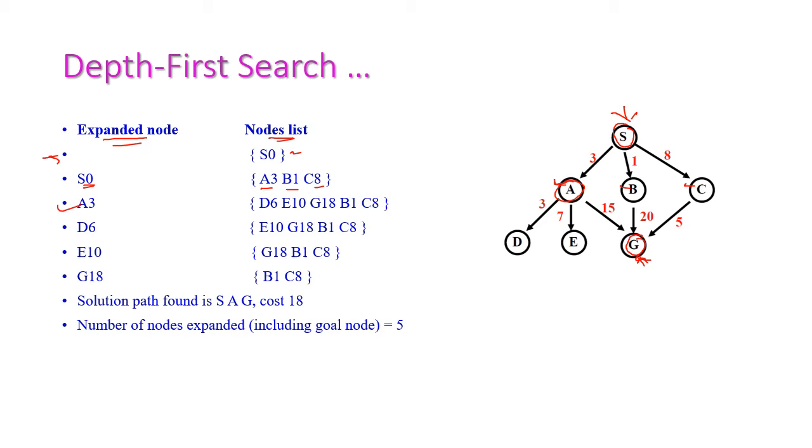From A3, what are the other nodes there? D, E10 and G are there. After that only it will come to B, and then only it will come to C. So the next node visited is D. D is explored now, and the remaining nodes are E, G8 and B1, C8. And next, from here, this one is the leftmost, so this is explored.